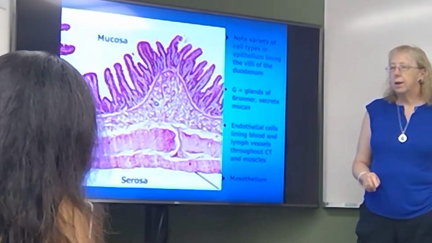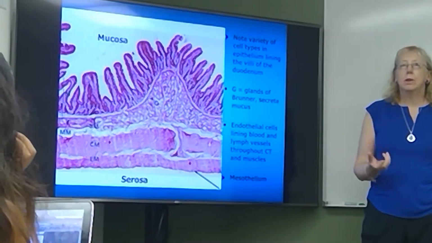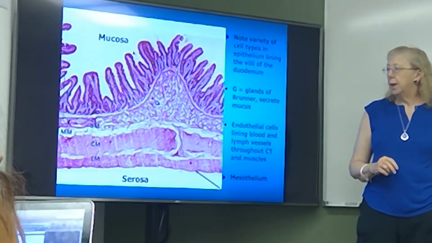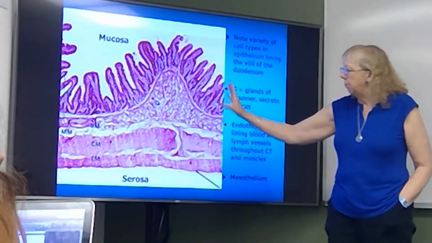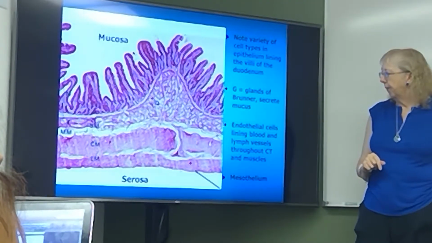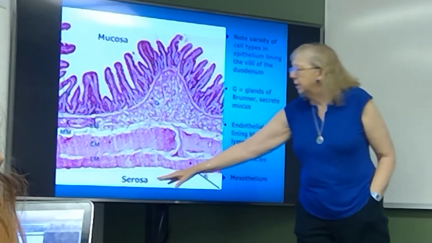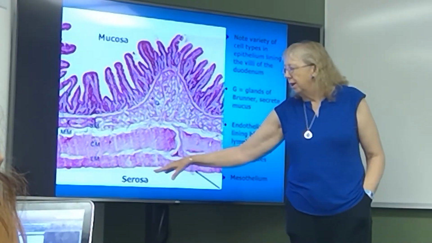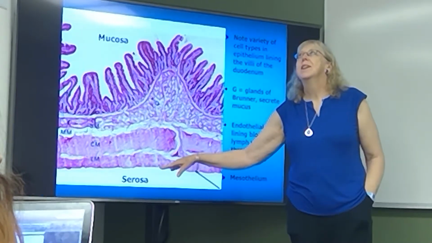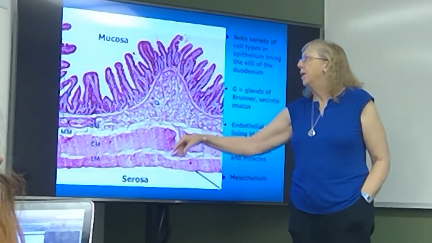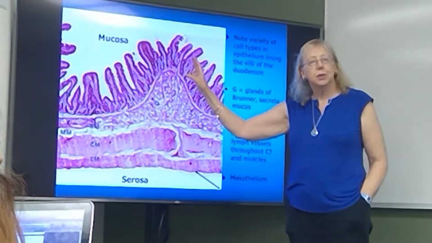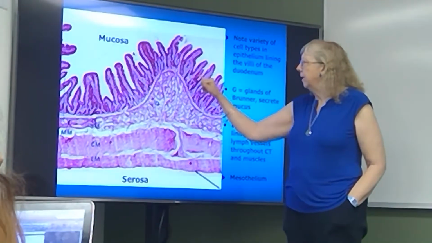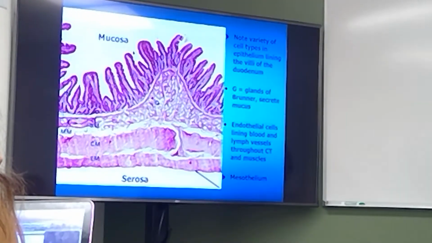And this layer is very important. It's a moist layer, because then we have fluid on the outside of it, but it helps to hold various elements together. It's called the serosa, again, because of the watery secretions keeping it moist. Whereas on this side, we have mucosa, because we're going to have a lot of mucus secreting cells here within the epithelium covering the wall.